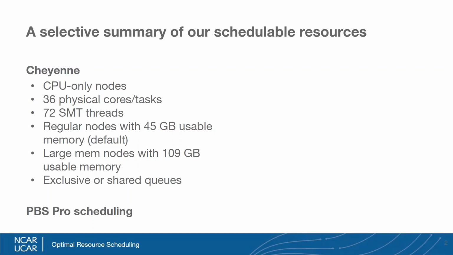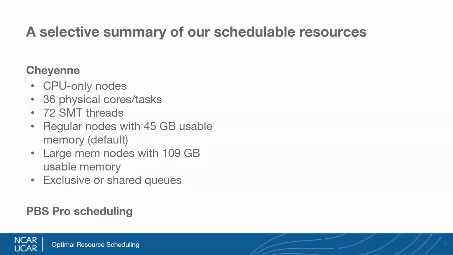And the regular nodes on Cheyenne have about 45 gigabytes of usable memory. If you just submit a job without any requirements, those are the nodes that you'll land on, and that's the memory that you'll have available, because there's about 15 to 20 gigabytes of memory that's used by various system tasks, like the operating system and the file system.